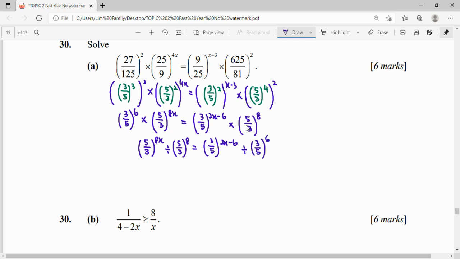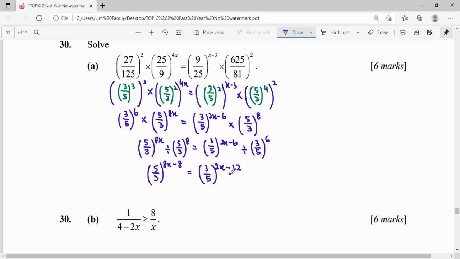When we have division between indices, the power will be minus. Therefore, for this 5 over 3 indices, 8x minus 8. For this 3 over 5 indices, it will become 2x minus 6 and minus 6 again, so it will become minus 12. Now we can see we can simplify it to become a single indices.